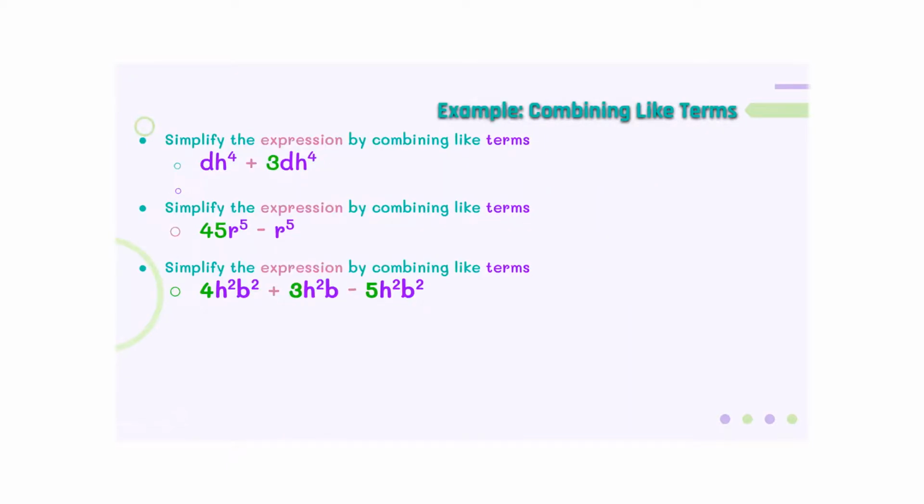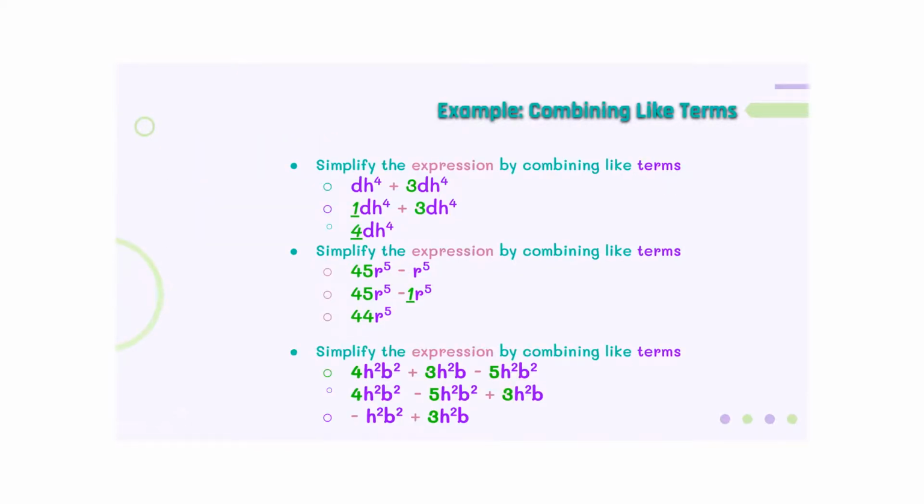Your turn. Take the time to simplify the expressions by combining like terms with this problem, this one, and this one. To review the previous problems, simplify the expressions by combining like terms. So I have dh to the fourth plus 3dh to the fourth. Remember, if there is nothing in front, we put a 1. So I have 1dh to the fourth plus 3dh to the fourth is 4dh to the fourth.